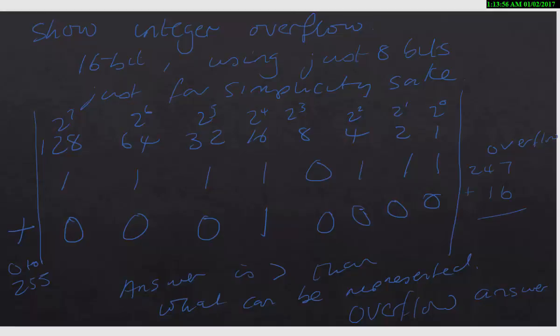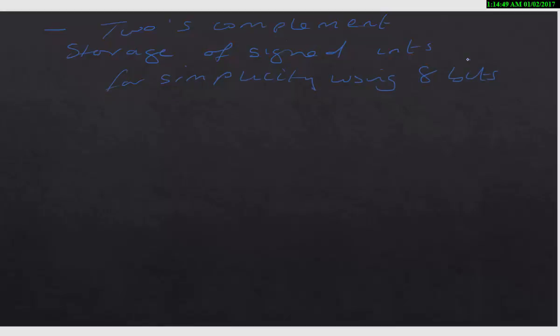Right, so another area to concentrate on is dealing with negative numbers. So 2's complement and the storage of signed ints. Again, they are 16 bits, but I'm going to work with 8. So for simplicity, again, you would make this clear using 8 bits. So one of them will be for the sign.